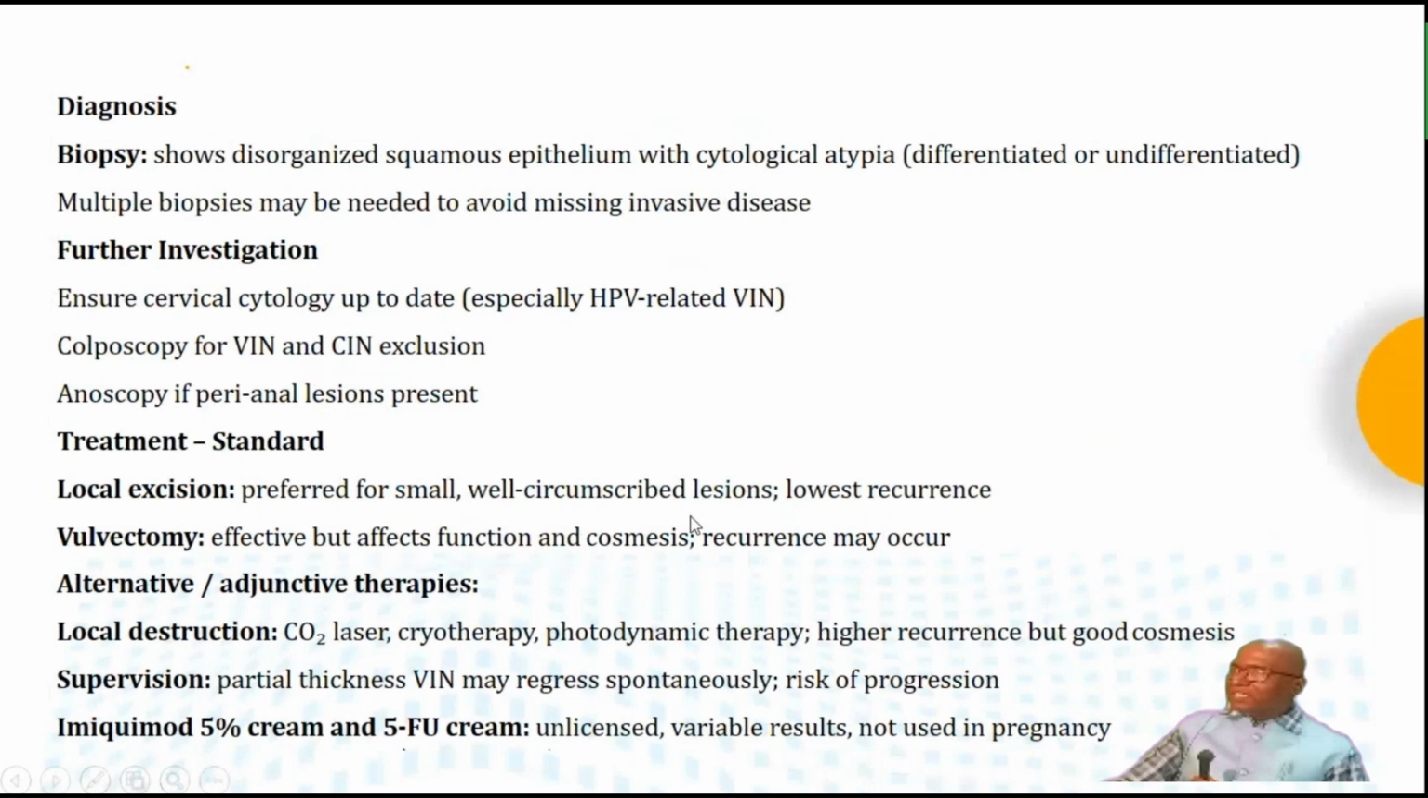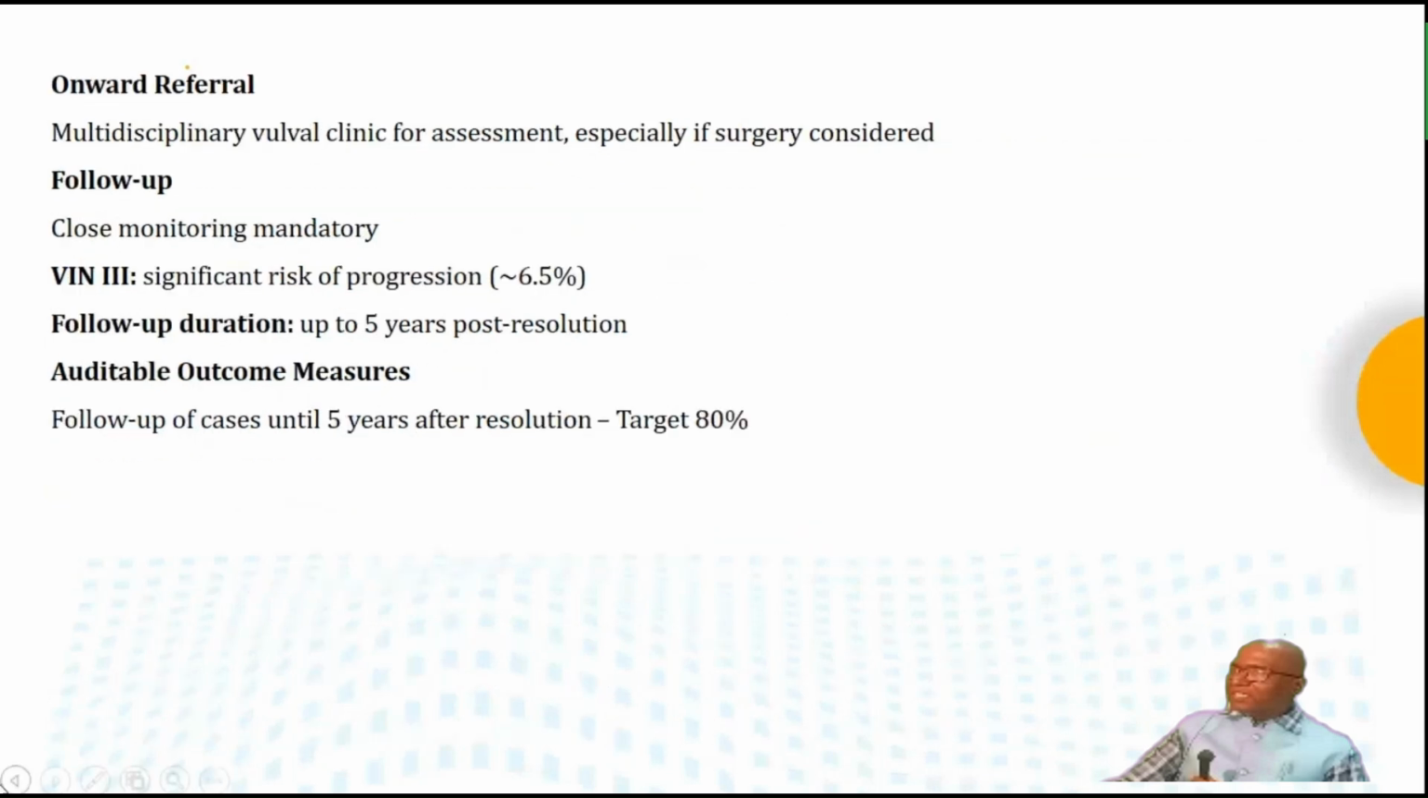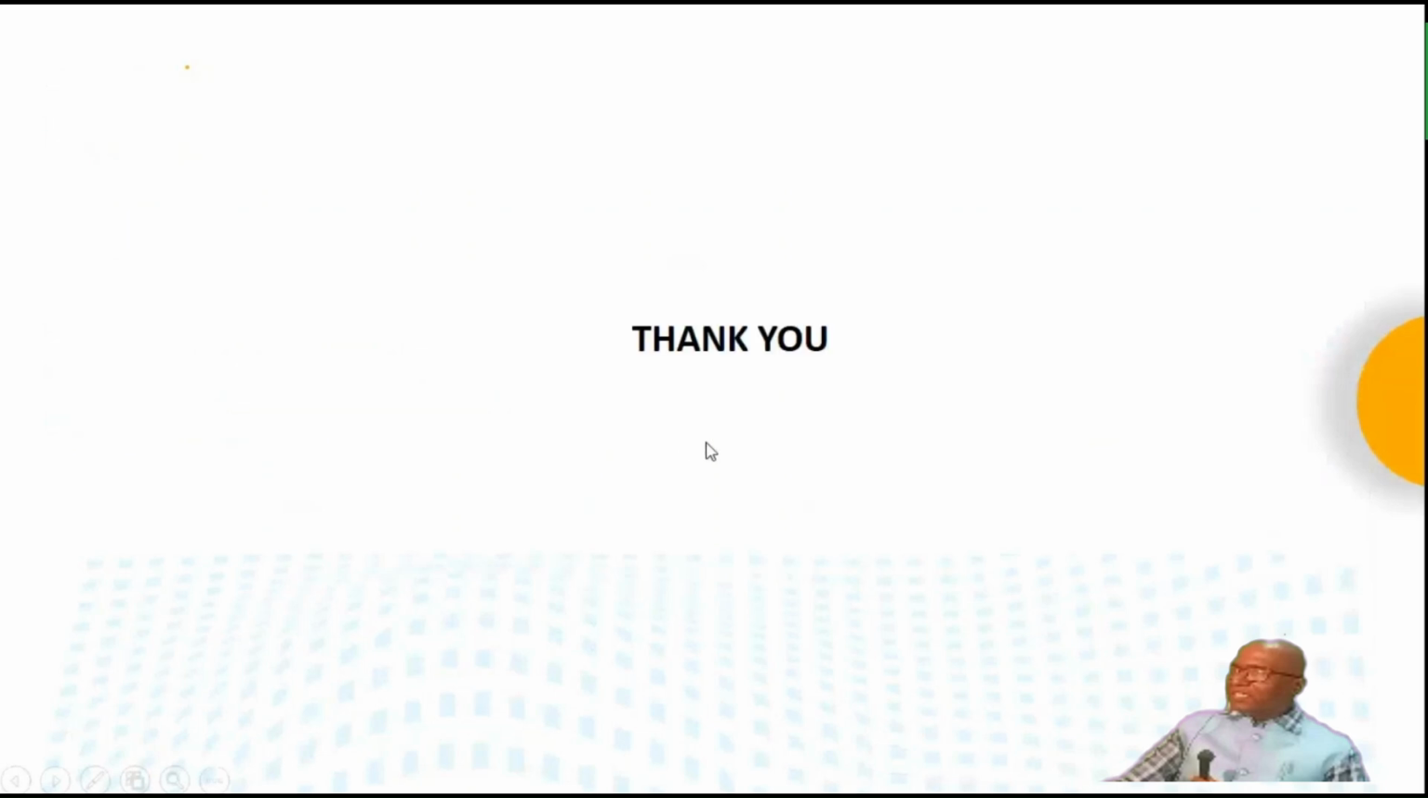Okay, so that is the standard treatment. Sometimes they can ask you about the treatment also. Okay, then referral: always multidisciplinary vulval clinic assessment, and follow-up with close monitoring is mandatory. In VIN 3, there is a significant risk of progression, around 6.5%. Follow-up duration: you have to follow up these patients for 5 years after the resolution. So even if the condition has resolved, you still have to follow up these patients, and follow-up of cases up to 5 years is an auditable standard. So that finishes the topic of VIN also. Thank you.